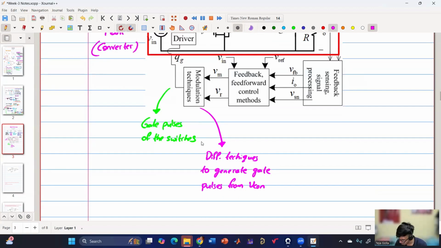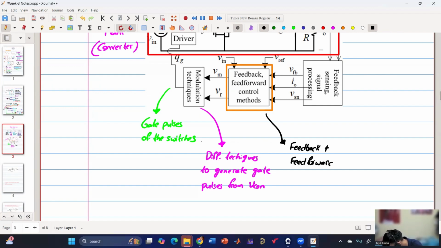So now this is our controller, feedback and feedback control methods. Sir has discussed in his lecture that both feedback and feed forward are needed in order to have very improved performance, very fast response. So we will be using both feedback as well as feed forward, and sir has shown some results where the response has been significantly improved using the feed forward control methods.